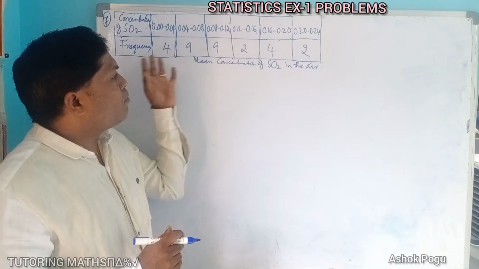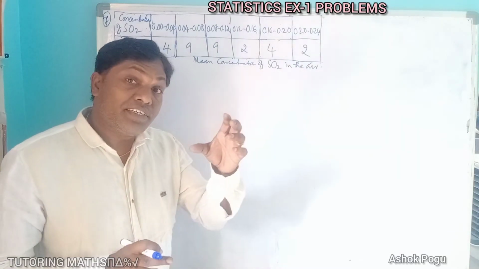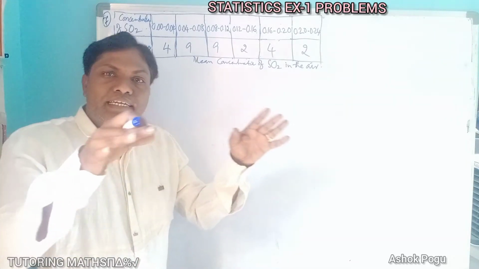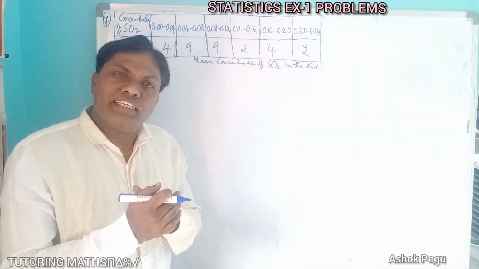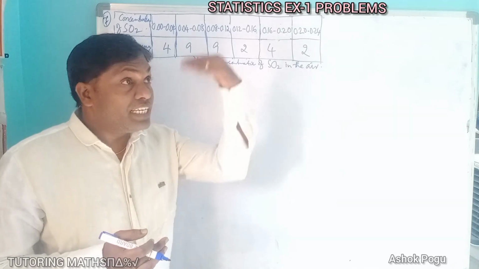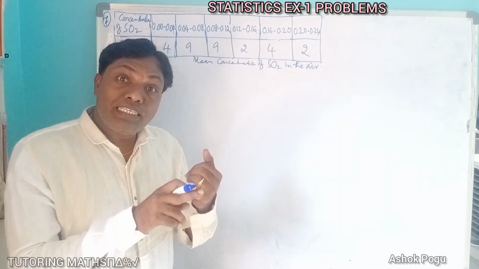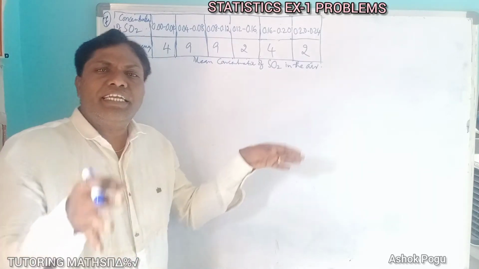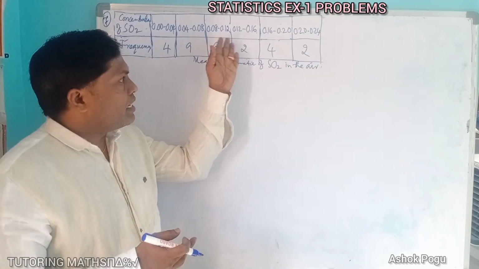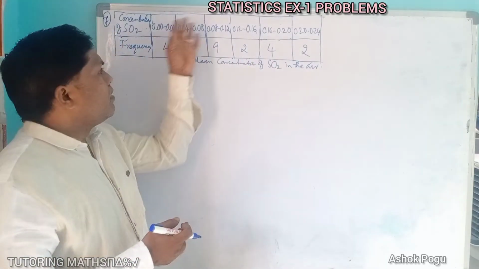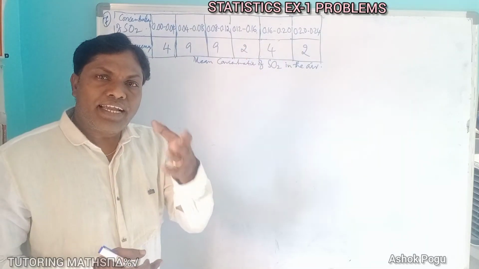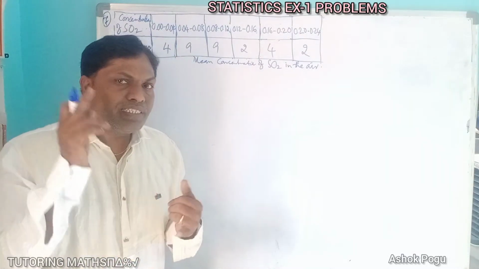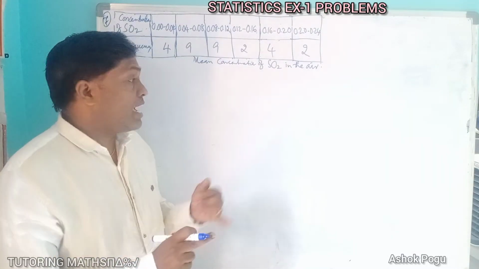This is the raw data about sulfur dioxide, the concentration of sulfur dioxide in ppm, parts per million, in 30 localities. They have collected the data about the sulfur dioxide concentration in air. What is the concentration of sulfur dioxide in ppm in 30 different locations? With the help of this data, we have to find the mean of the concentration of sulfur dioxide in the air.